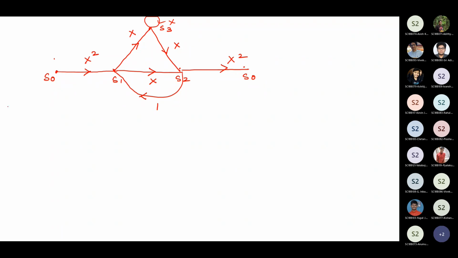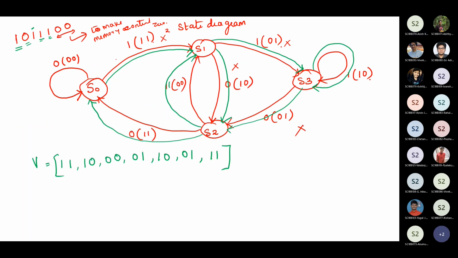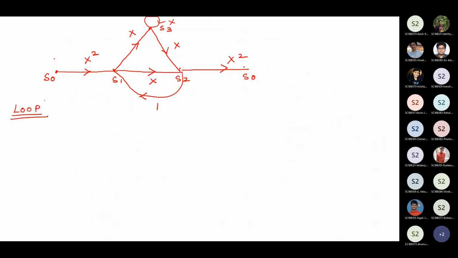First, from here we will find out what loops are there. How many loops are there? Ma'am, S0 to S0. S0 to S0 we are breaking, right? Initial and starting, final one. Okay, now you tell me how many loops are there? First loop is S3 to S3.